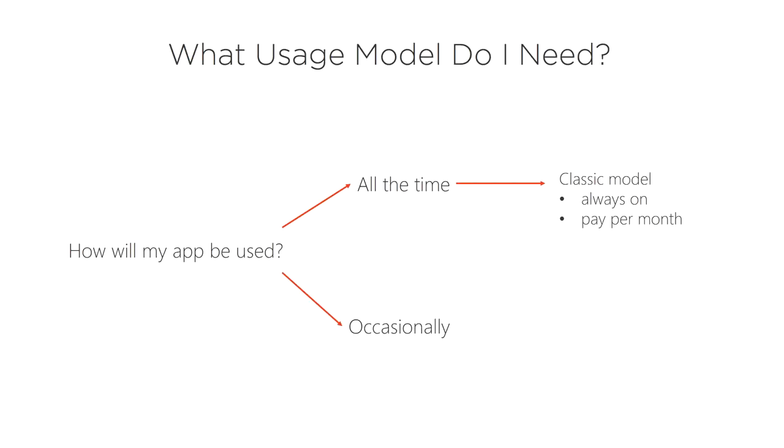If I don't use it all the time, but occasionally, let's say when a new message comes in the queue or every hour, then I need to look in the services in the serverless or logic as a service category. And those services only run when I need them to, every hour or when a new message is in the queue. And I only pay for the execution.